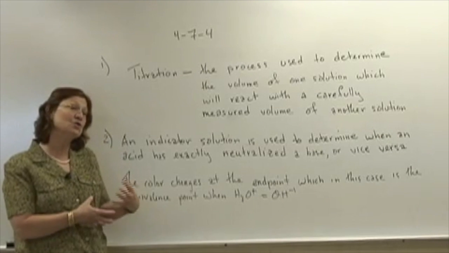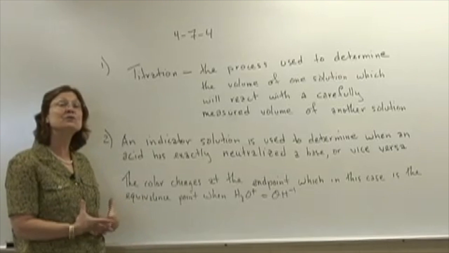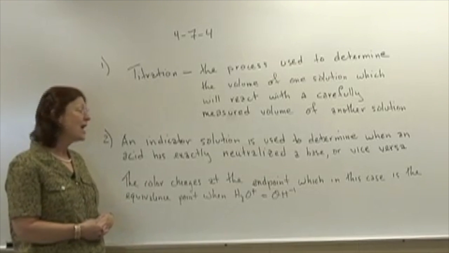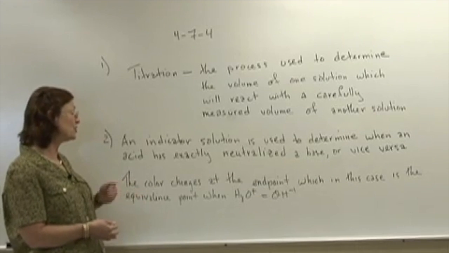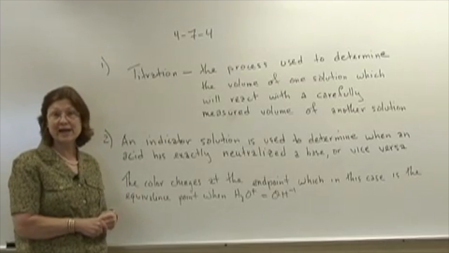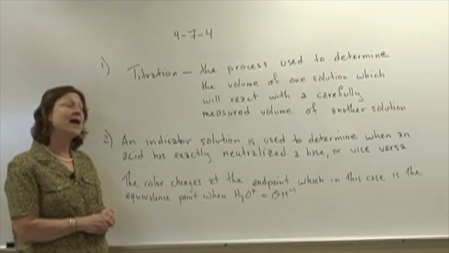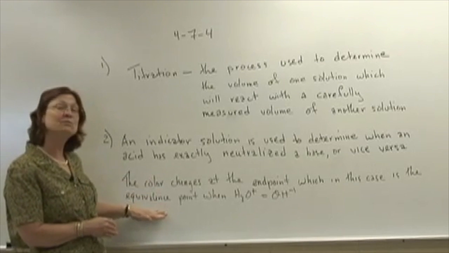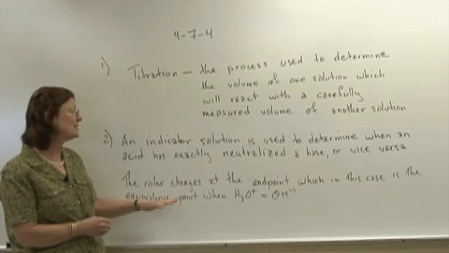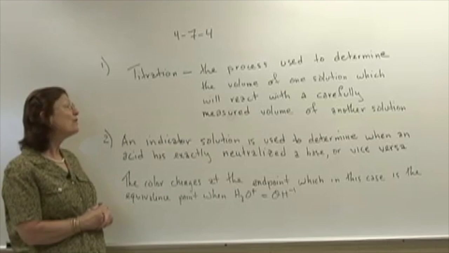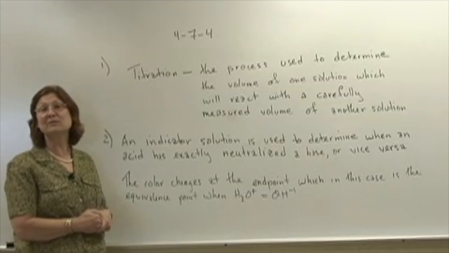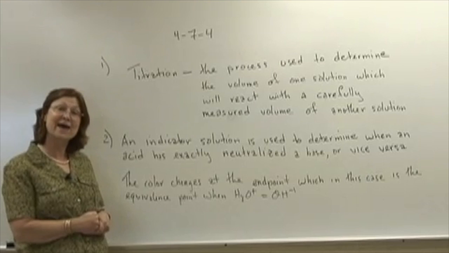Because we're using a strong acid and a strong base, this occurs at the pH of 7. And the color changes at the end point. In this case, we have chosen an indicator that will change at the pH of 7. And that will be the equivalence point, where the hydronium ion is equal to the hydroxide ion. These are very important terms that we will be using in doing this lab.